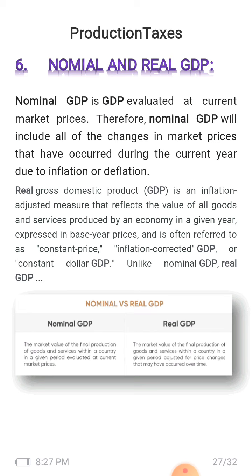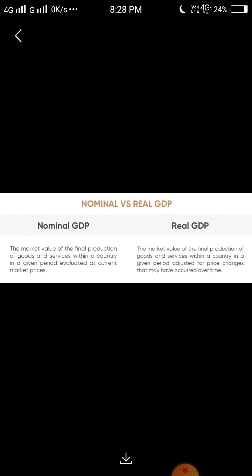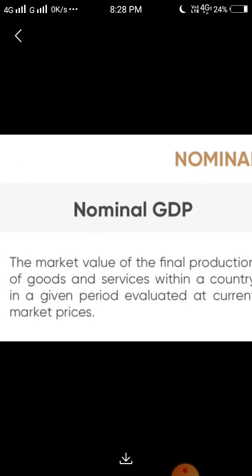Real gross domestic product is an inflation-adjusted measure that reflects the value of all goods and services produced by an economy in a given year, expressed in base year prices, and is often referred to as constant price. Nominal GDP is based on the current year market price and real GDP is based on the base year market price. Right? Here are some concepts of this. You understand?